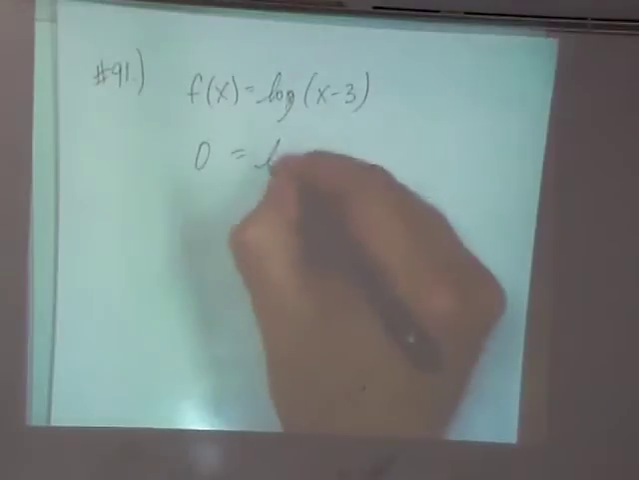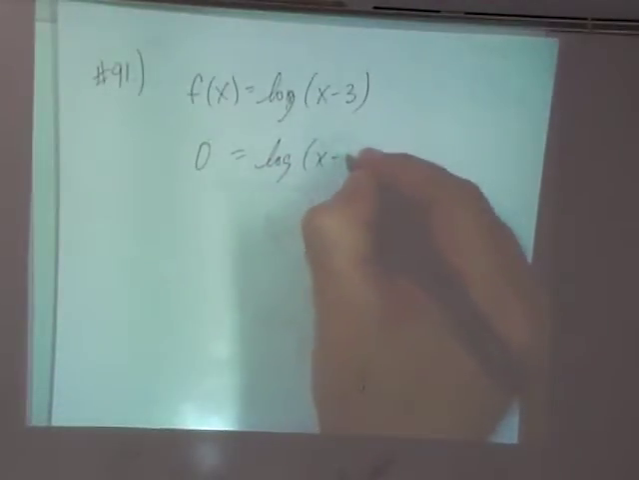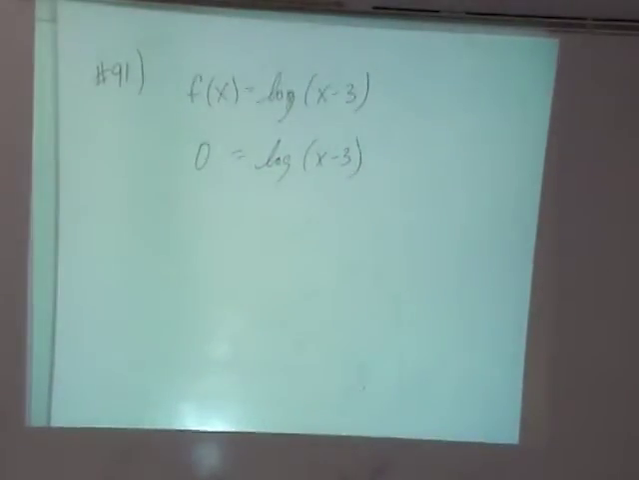So it's the y's. Oh wait, no. You've got to set one of them equal to 0. Y equals 0. If we want to find the x-intercept, we make y equal 0. So 0 equals log of x minus 3. All right, so we're going to put it in exponential form now.